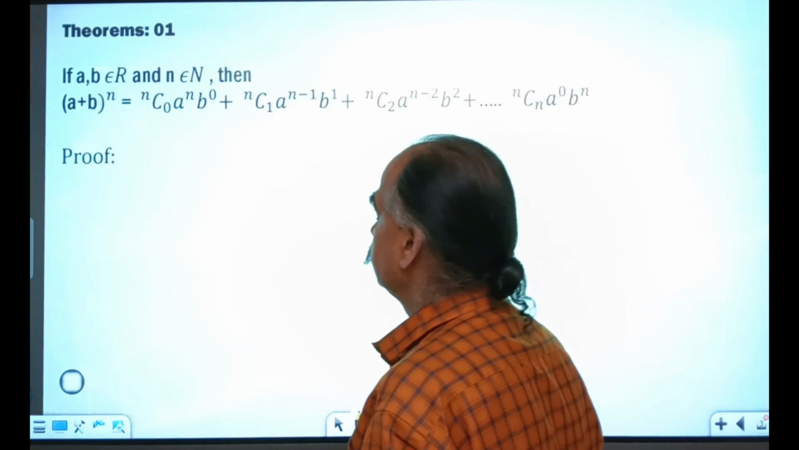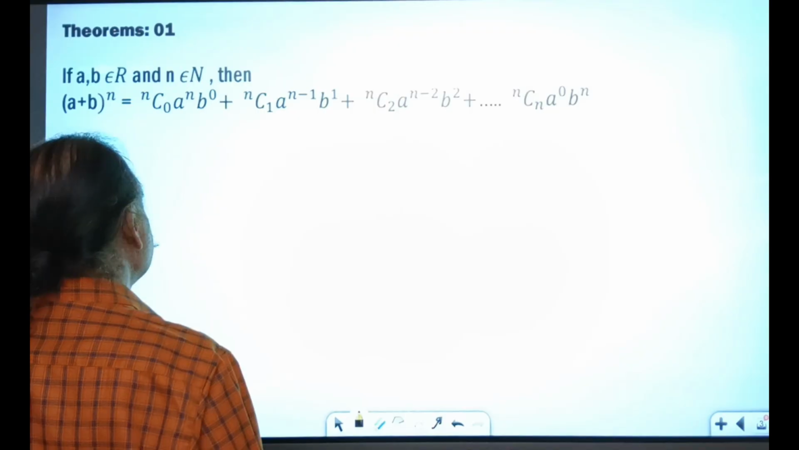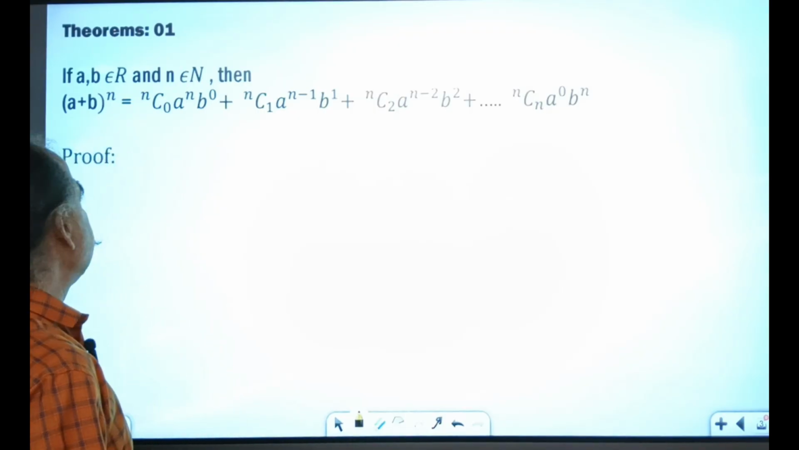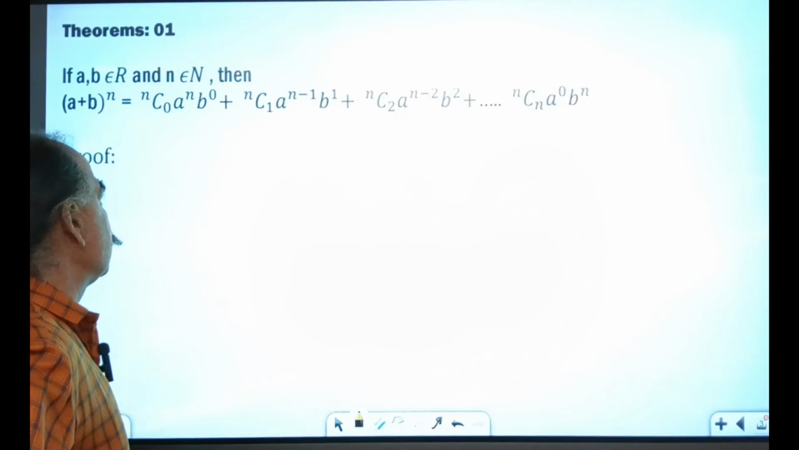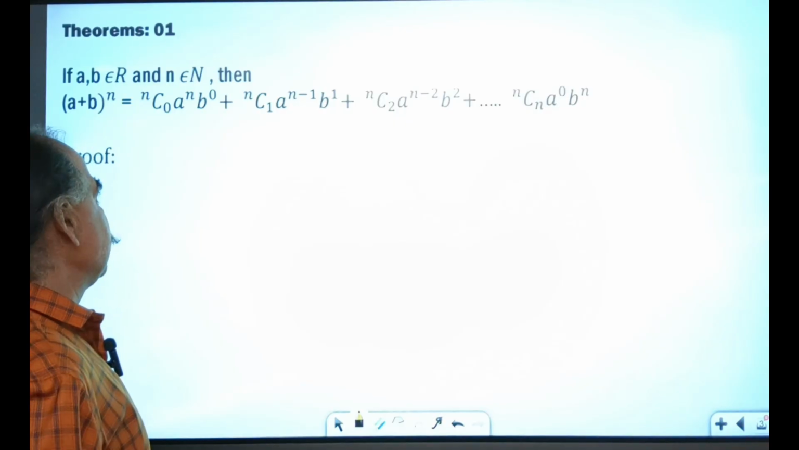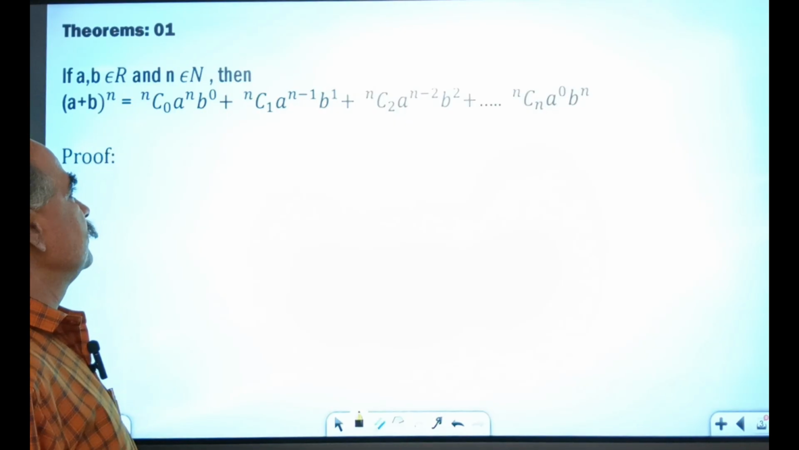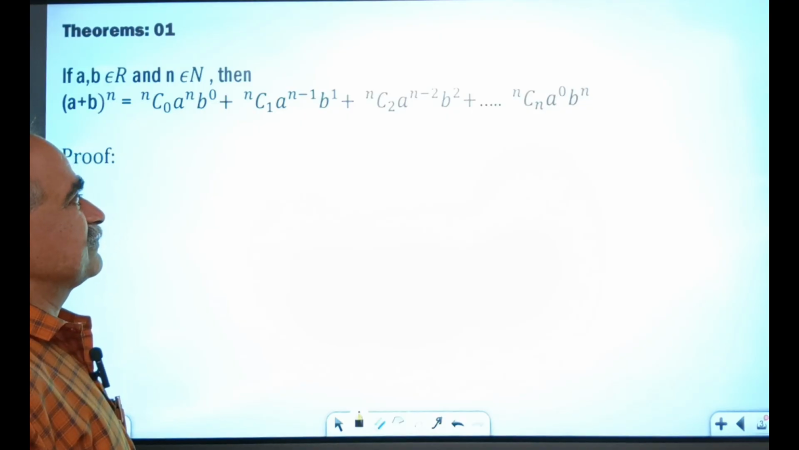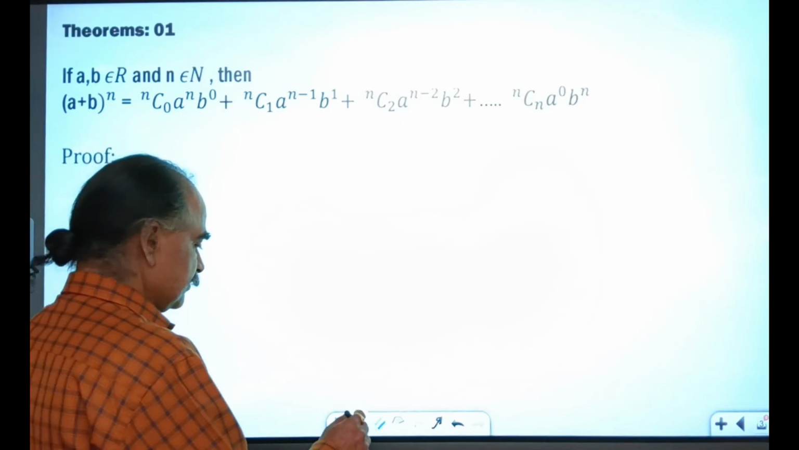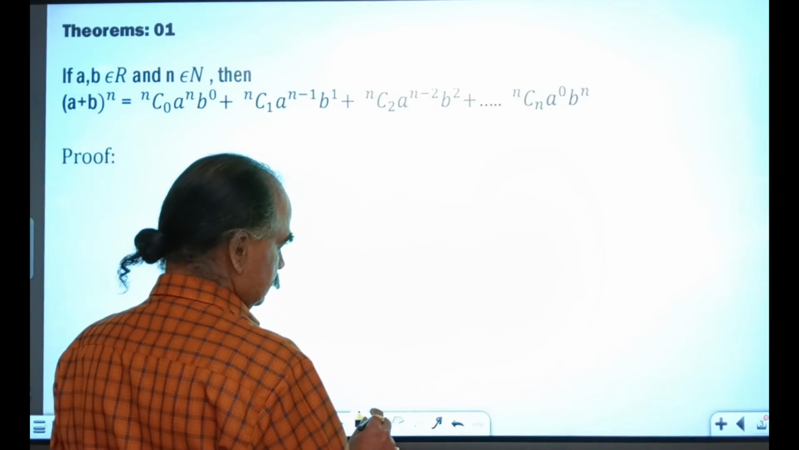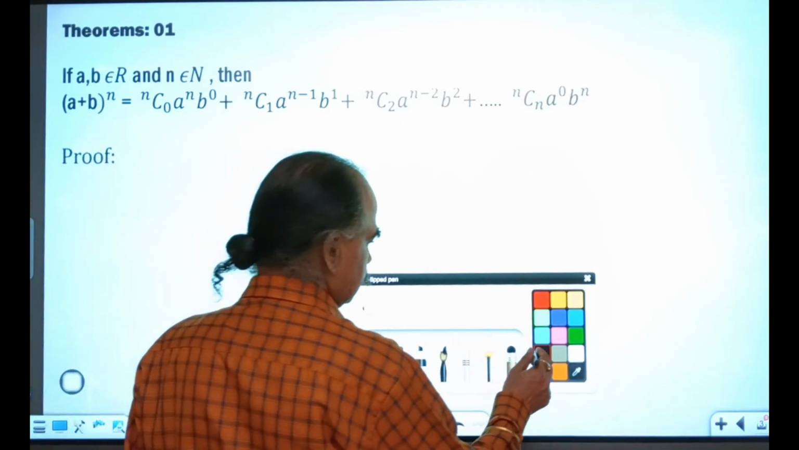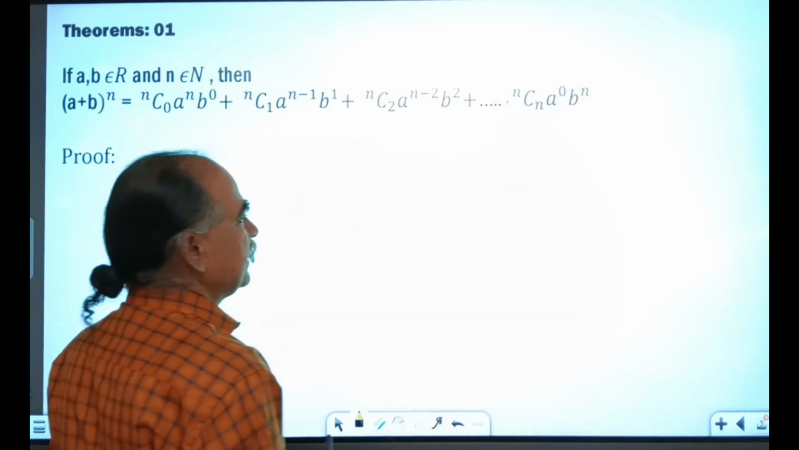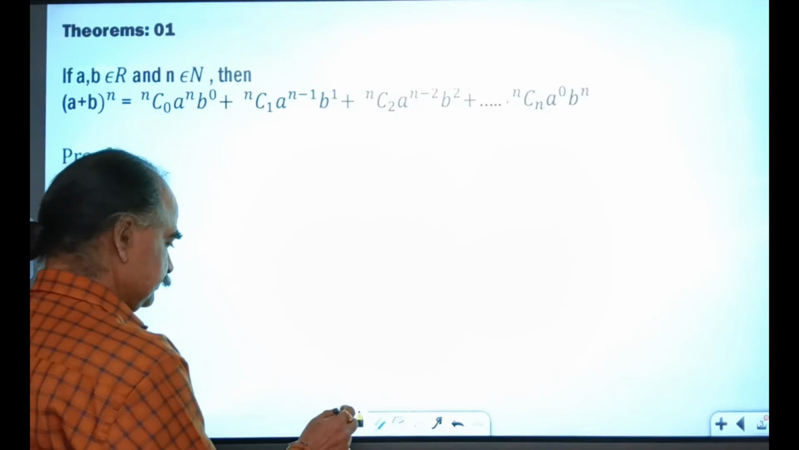The theorem is what? If a and b belong to real numbers and small n belongs to natural numbers, then prove that (a plus b) raised to n is equal to nC0 a raised to n, b raised to 0, plus nC1 a raised to n minus 1, b raised to 1, plus nC2 a raised to n minus 2, b squared, and so on, plus nCn a raised to 0, b raised to n.